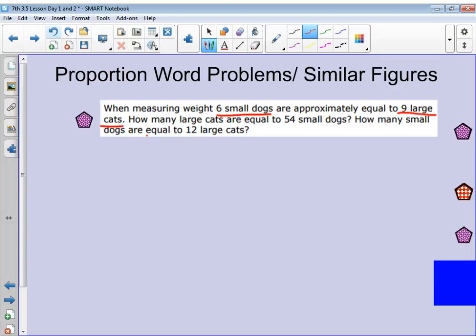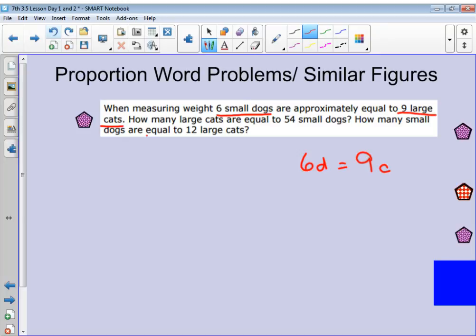So you could either set them up as one fraction. Otherwise, I do know some people that will set them up like this: 6 small dogs are equal to 9 large cats. Key thing is, anytime you're doing ratios, you are choosing to match labels. So if you set it up the way that I have it here, you just have to make sure that you're putting your dogs in the front half and your cats in the second half.